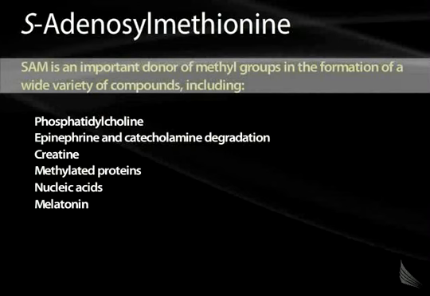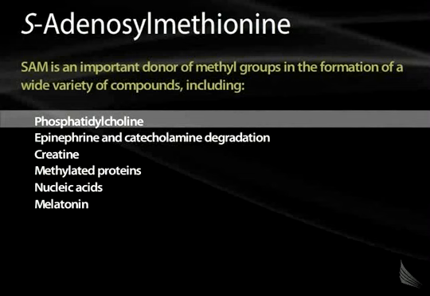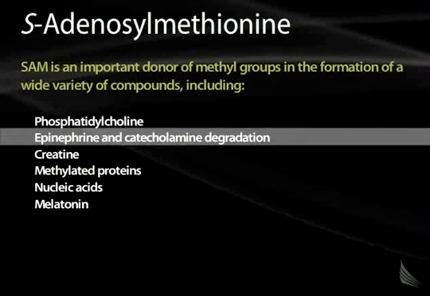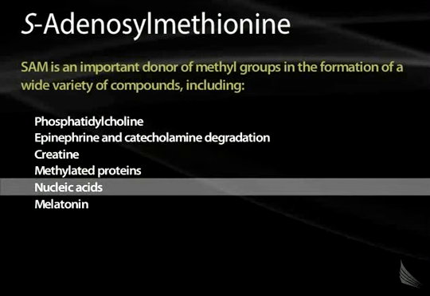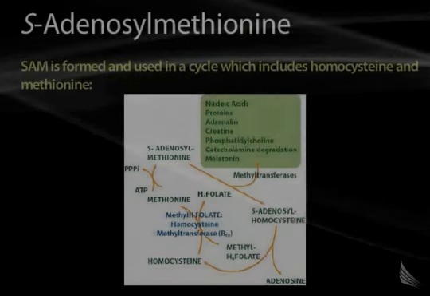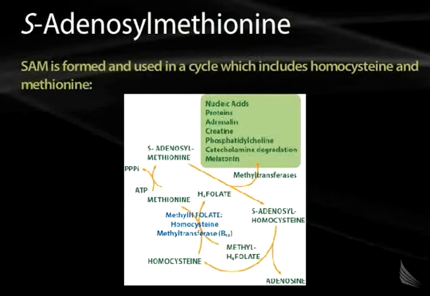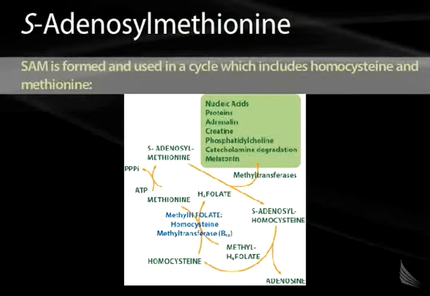S-adenosylmethionine is an important donor of methyl groups in the formation of a whole bunch of different compounds, including phosphatidylcholine, in epinephrine and catecholamine degradation, in creatine formation, in methylating proteins and forming nucleic acids, in synthesizing melatonin and other things. So S-adenosylmethionine is formed and used in a cycle which includes homocysteine and methionine. So here we talk about the metabolism of another amino acid, which is methionine.